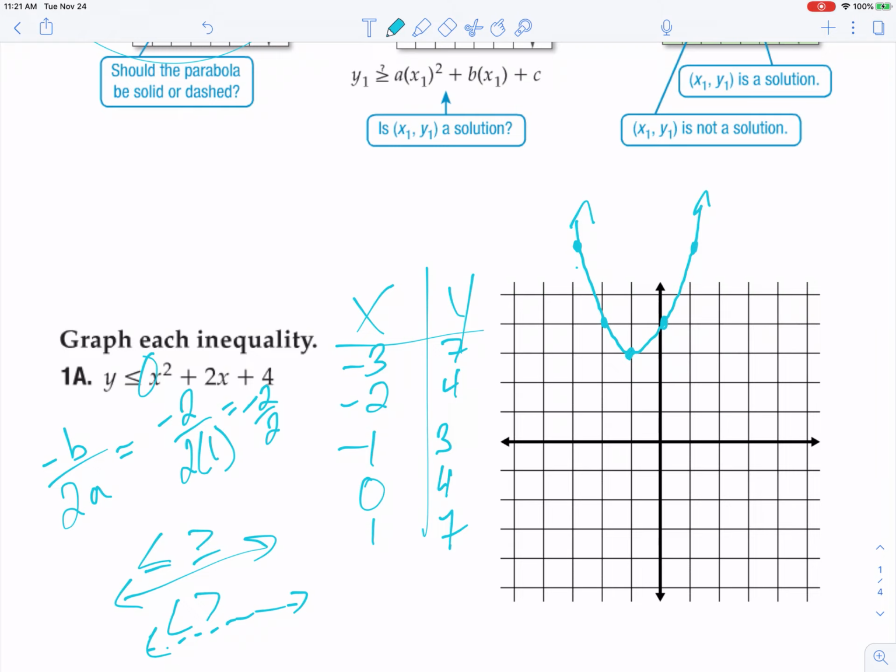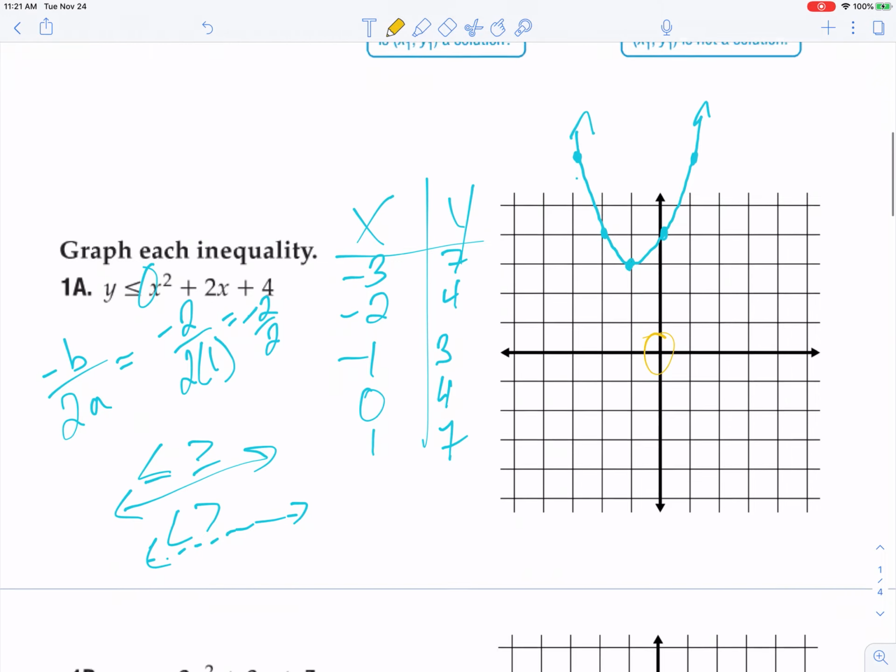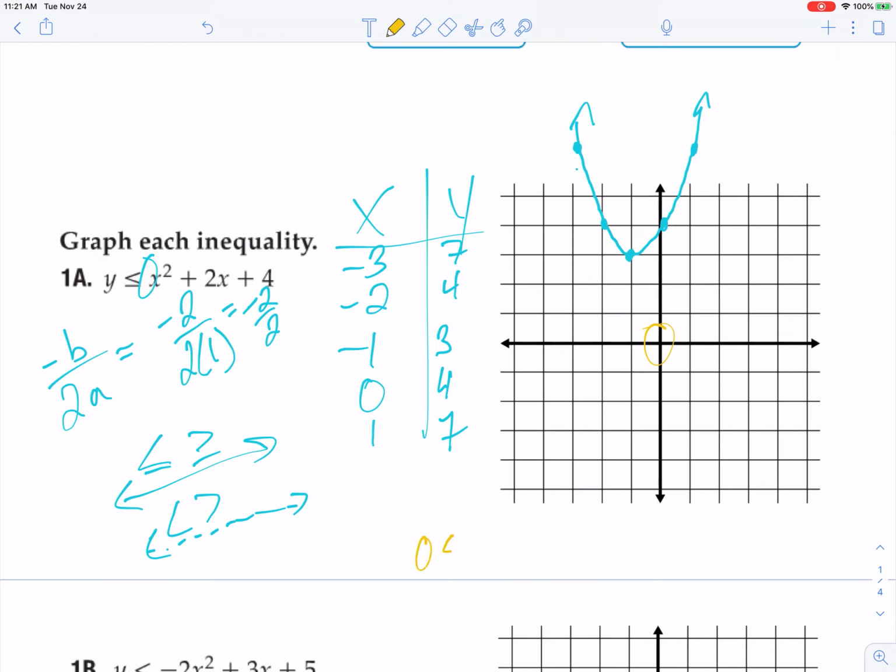All right, step 2, do a test point. Since it does not go through 0, 0, I'm going to use that because I love 0, 0. Why do I love 0, 0? Because things cancel. It makes my life easy. 0 is less than, question mark. Don't know that yet. 0 squared plus 2 times 0 plus 4.